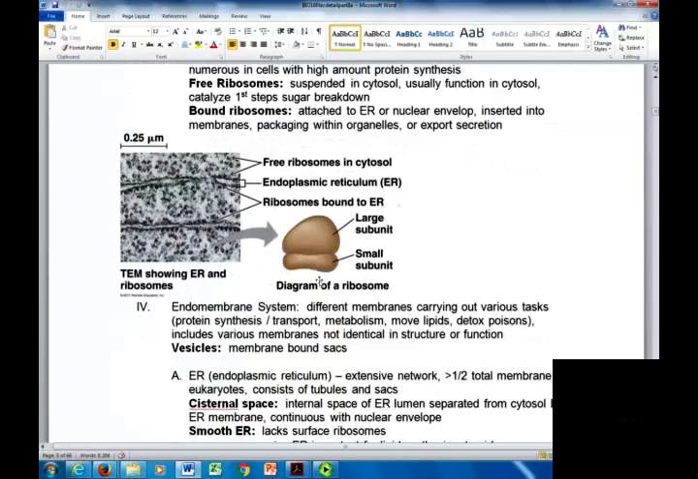This is just showing here your large and small subunit of a ribosome. Over here on the left, you can see some of them are free ribosomes, and then some of them are bound to the endoplasmic reticulum.